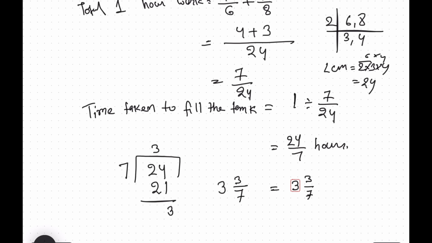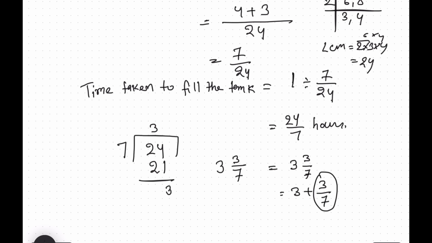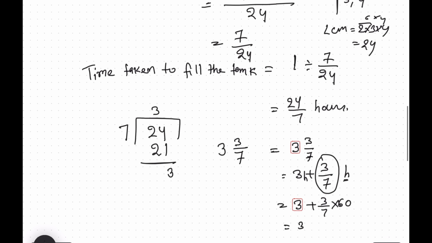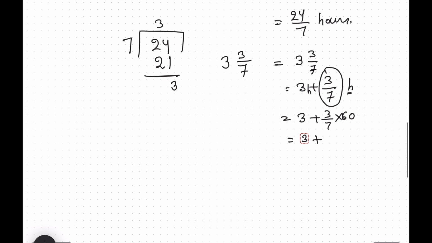Now this 3 by 7 we can write like this: 3 plus 3 by 7. Both are in hours, so you have to convert the fraction into minutes. For minutes you have to multiply by 60. So 3 plus 3 by 7 times 60, right? So this is 3 plus 180 divided by 7. Let's divide 180 by 7. 7 times 2 is 14. Let's take it away, 40, right? So what can we do?